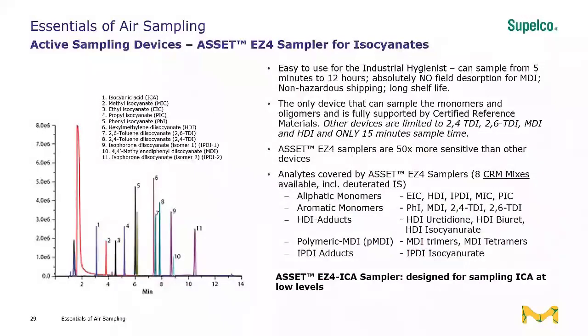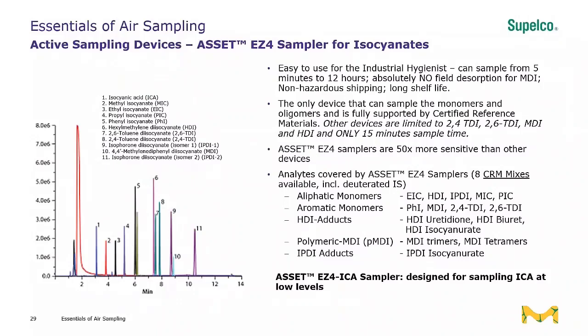This slide shows what the analytical chemist would see when doing the analysis of the ASSET sampler. This is of our isocyanate standard. And what's really nice about this sampler is it's completely supported by certified reference materials and can detect aliphatic monomers, aromatic monomers, HDI adducts, polymeric MDI, IPDI, and its adducts.